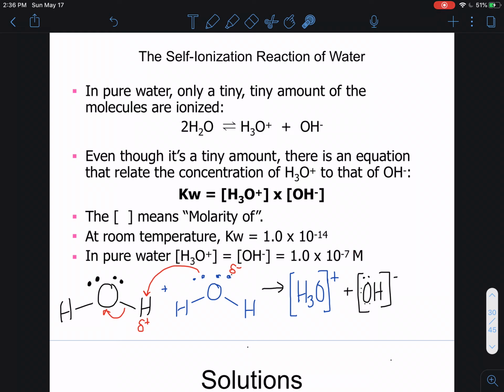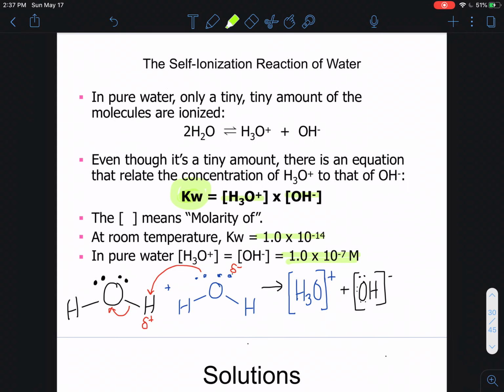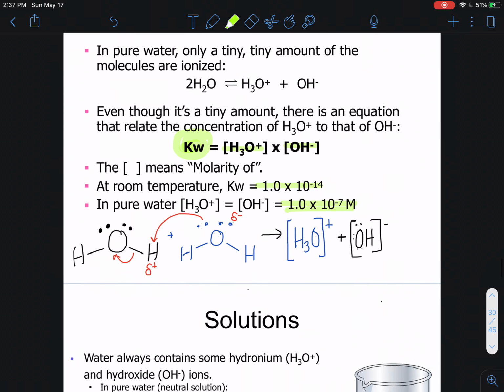Even though it is a small amount, there's an equation that relates the concentration of H3O plus to that of OH minus, and essentially it's this Kw. This is the proportionality constant, and it's equal to 1.0 times 10 to the negative 14. So in pure water, the H3O plus concentration would be equal to 1.0 times 10 to the negative 7, and the hydroxide concentration, again, would be equal to 1.0 times 10 to the negative 7. That's in pure water.